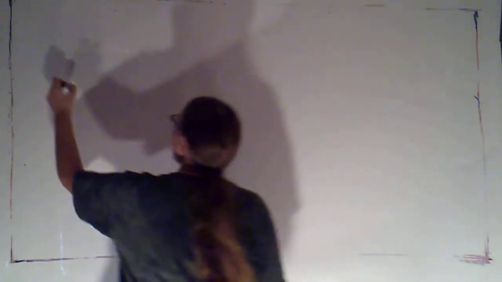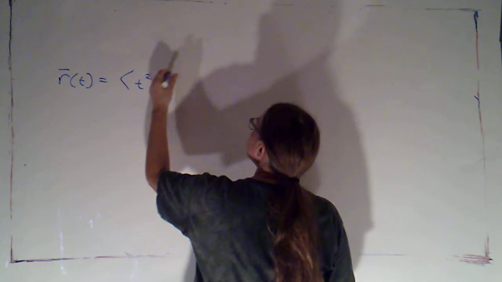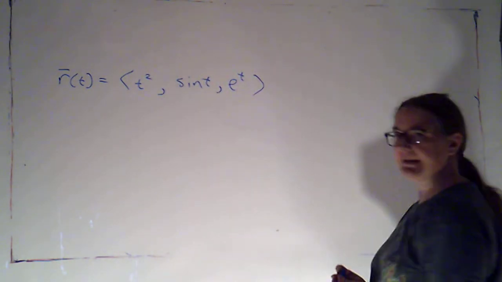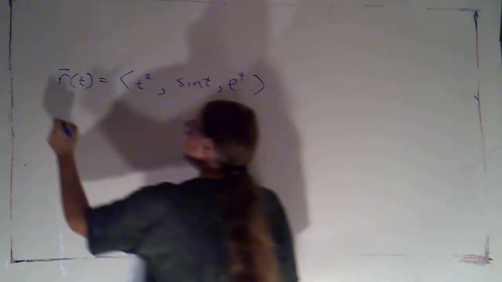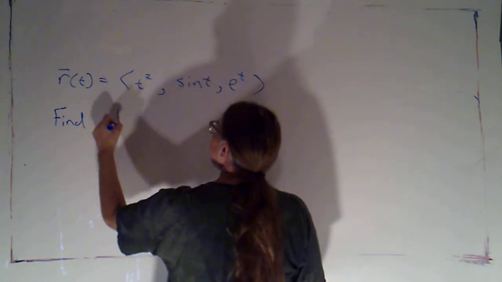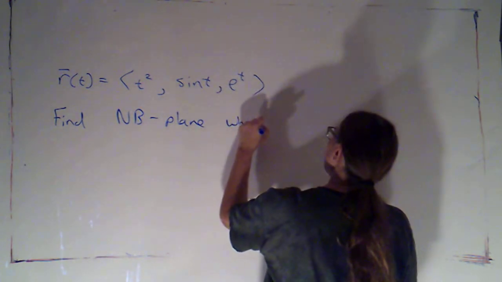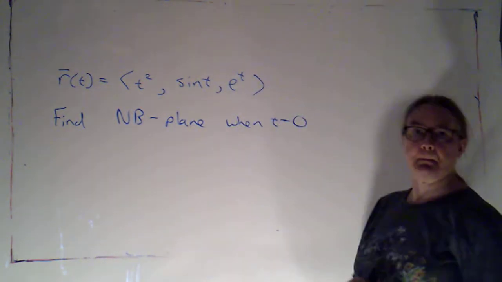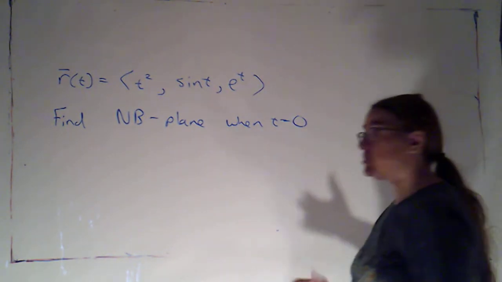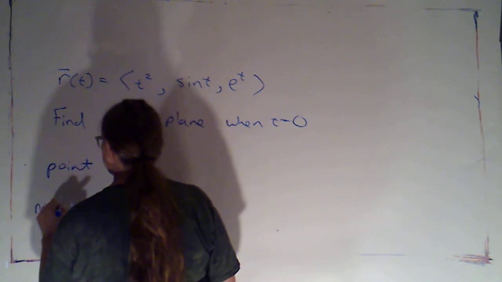So let's let r of t be t squared, sine t, e to the t. Okay. And let's find an equation for the NB plane when t is equal to 0. Okay, so if I'm finding a plane, I need two things. I need a point and I need a normal vector.